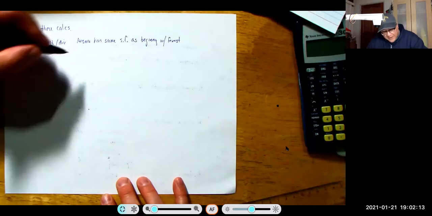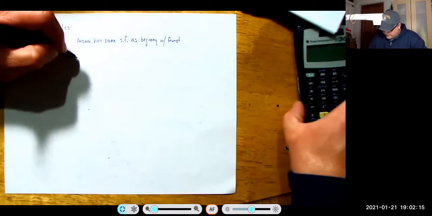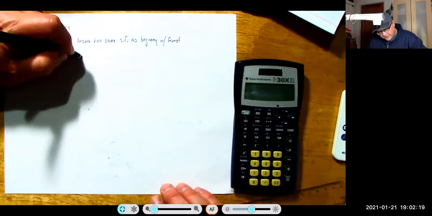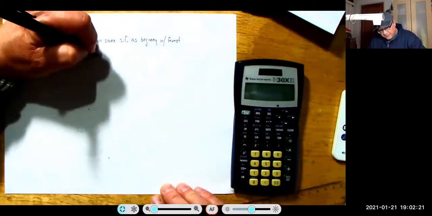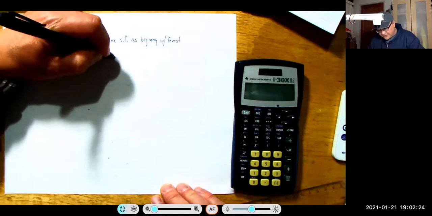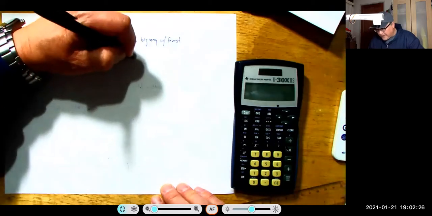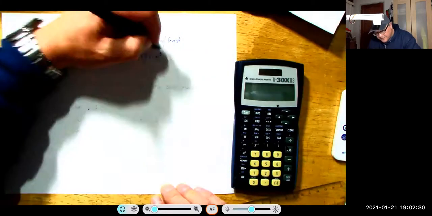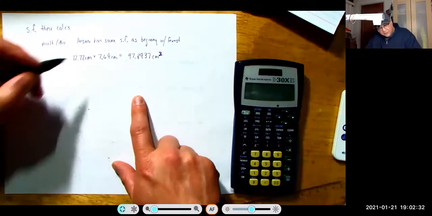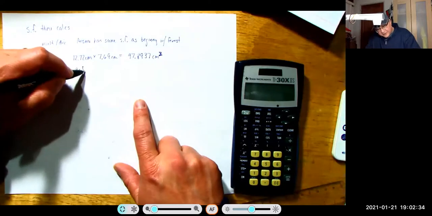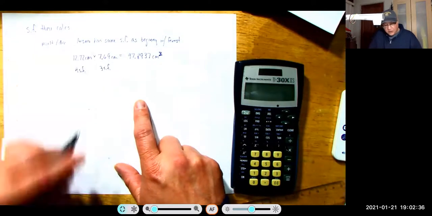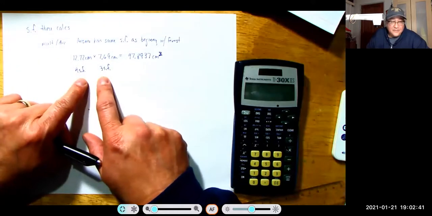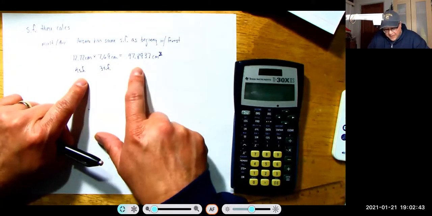So remember, we got on our calculator 12.72 centimeters times 7.69 centimeters was 97.8937 centimeters squared. This has 4 sig figs. This has 3 sig figs. So which one has the fewest, 4 or 3? 3. So how many sig figs are we allowed here?